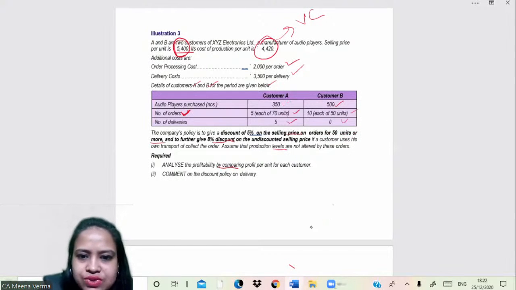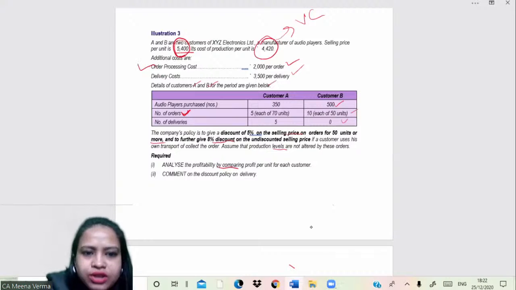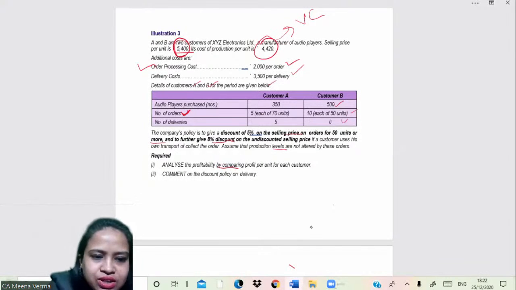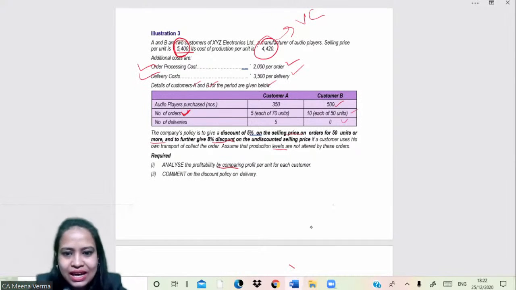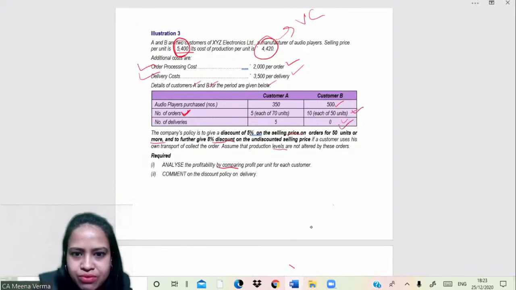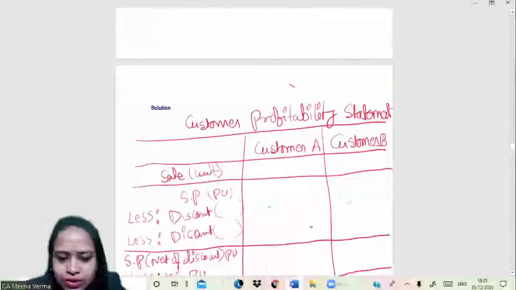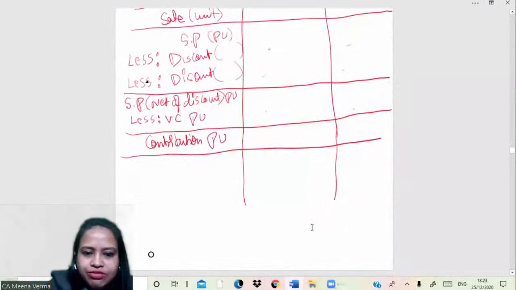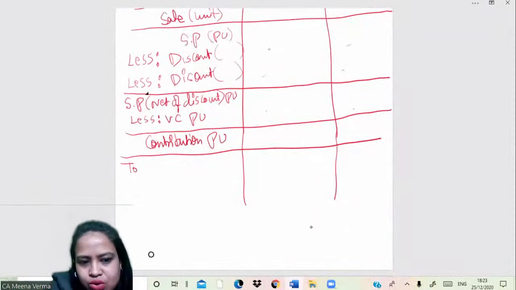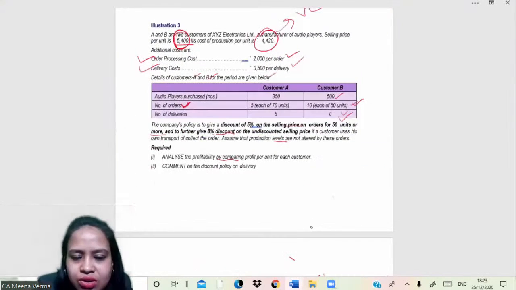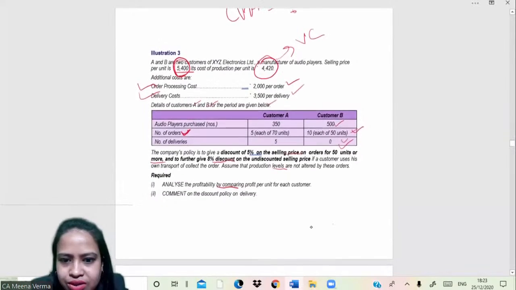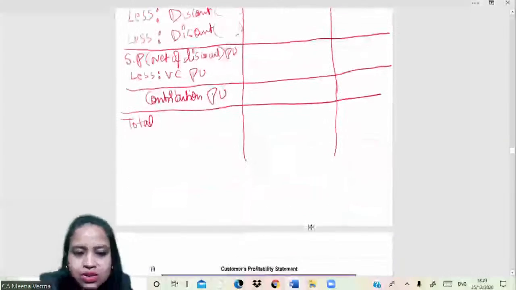The indirect costs which you have here are order processing cost and delivery cost. Okay, so you have to consider these two costs. We don't have any other cost apart from this. After this, first you calculate the total contribution, because these costs are not given to you per unit. So consider the total contribution here.